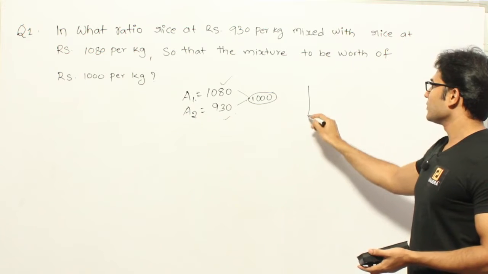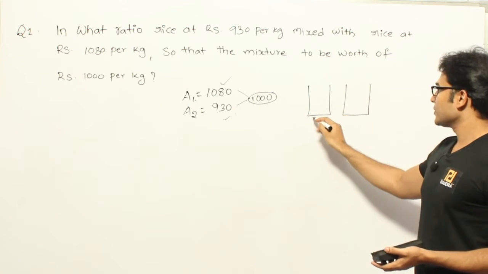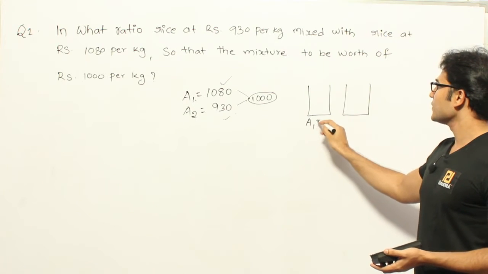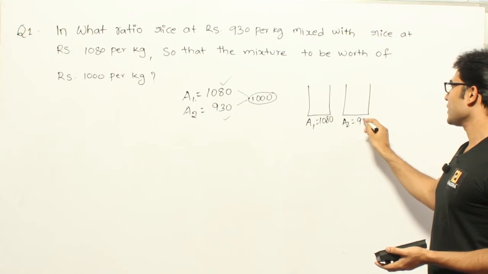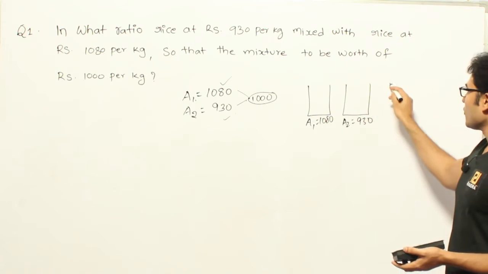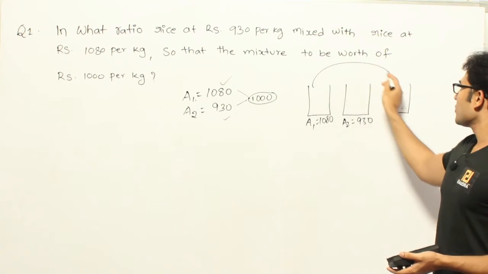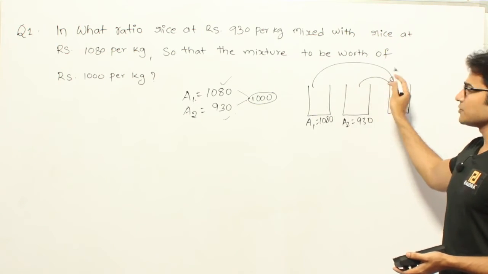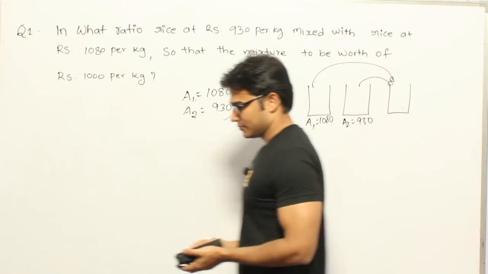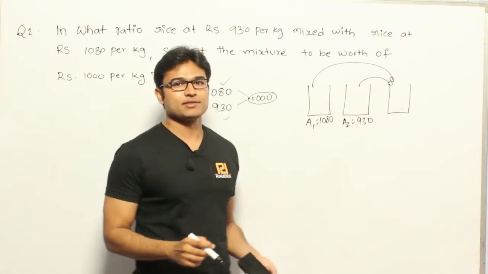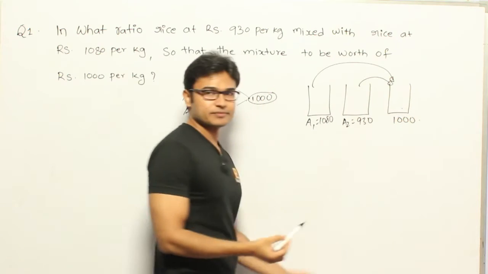In order to think about it, you can say there are two bags. One bag has rice whose cost is 1080 per kg, and the other bag has rice whose cost is 930 rupees per kg. Now we are going to form a new bag by taking some amount of rice from here and some amount from here, in such a way that we can sell this new rice at a cost of 1000 rupees per kg, right?